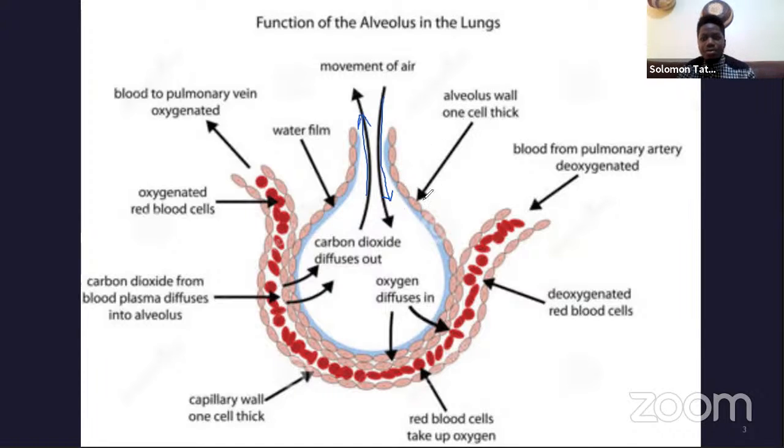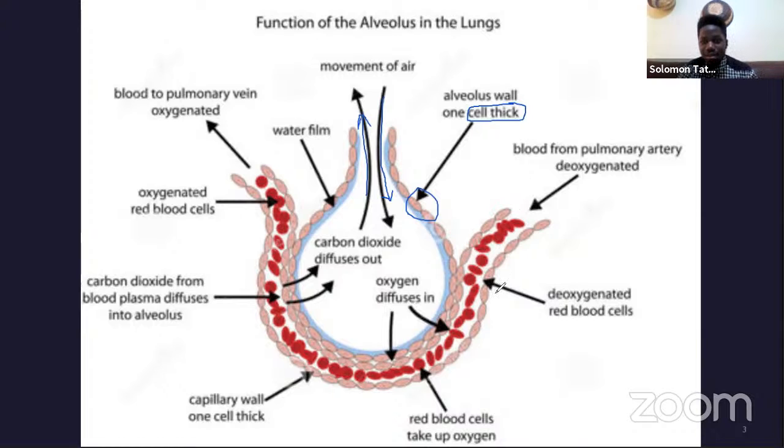We have the alveolus wall, which is right here. The alveolus wall, we said it has to be thin, not even that thick, but it is one cell thick. This means it is very, very thin, because you know the size of a cell is very, very small. So for any layer to be one cell thick, it means it's very thin. So that's the alveoli. It has a thin wall, which is one cell thick.